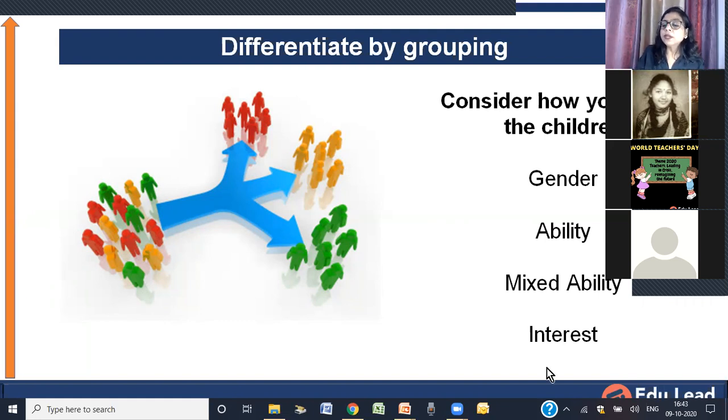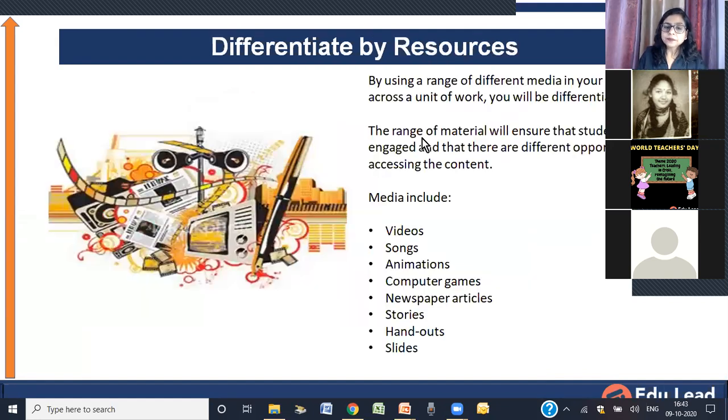And then it could be on the basis of interest. Interest is related to your intelligences. My interest is in languages, my interest is in art, my interest is in acting, my interest is in drawing. So based on my interest, the grouping is done, right? So we can go ahead and differentiate the students with the help of grouping as well.